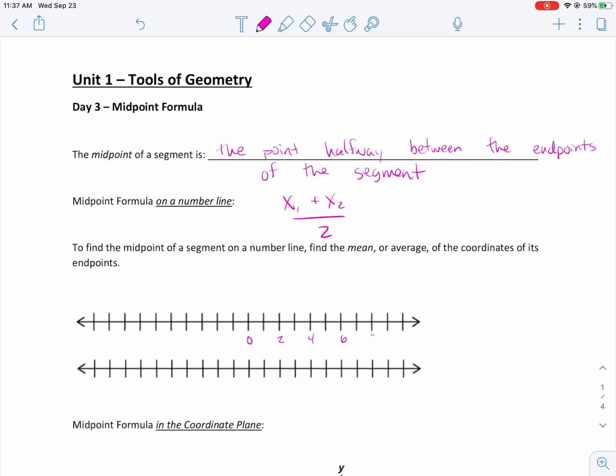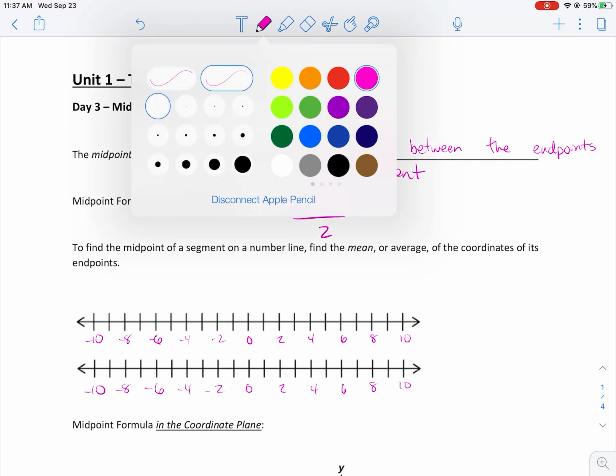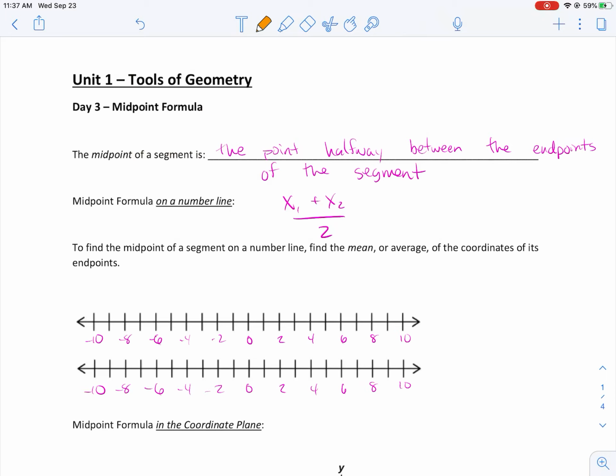Let me do a number line here. So 0, 2, 4, 6, 8, 10. Negative 2, negative 4, negative 6, negative 8, negative 10. Okay, I might as well do the one down below here as well. Okay, so let's come up with a random line segment here. So let's go negative 4 to 7.